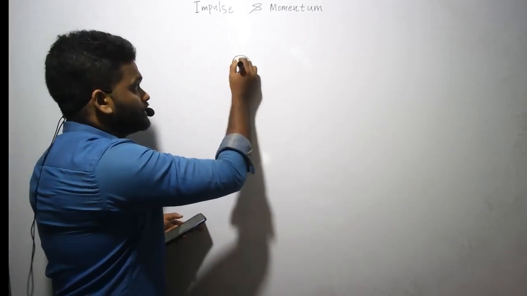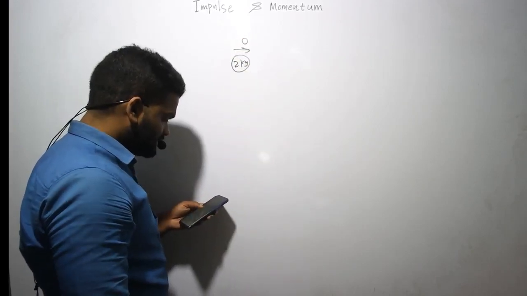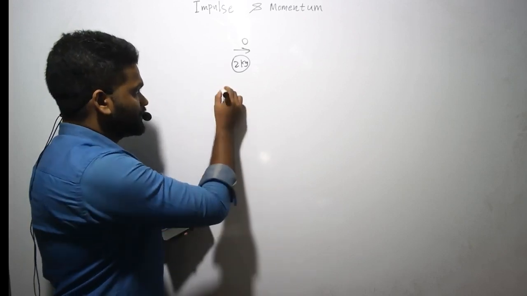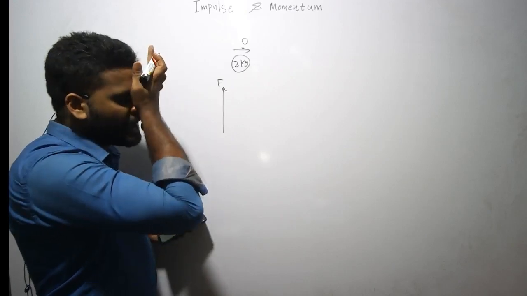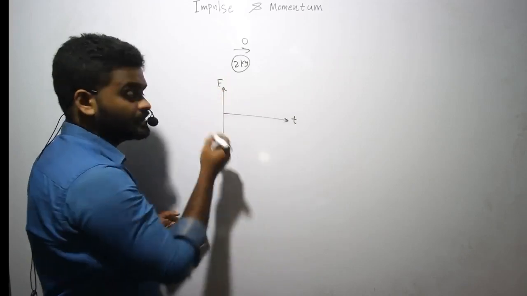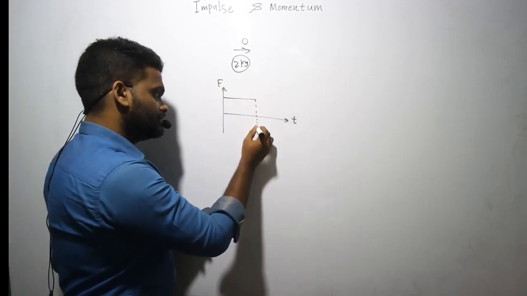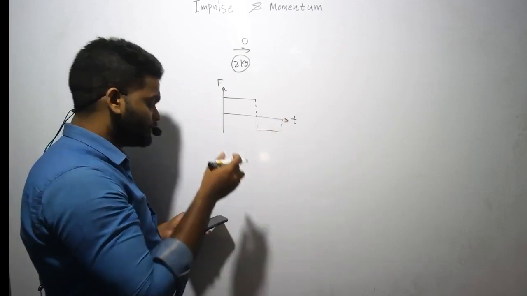Fourth question. An object with mass 2 kilogram which is at rest, acted upon by a force capital F. Variation of force is given below. So if the force is not constant, they have to give the variation as in a graph. They give the variation of force in a graph. Then the net area of that graph is equal to the impulse or the change of momentum.